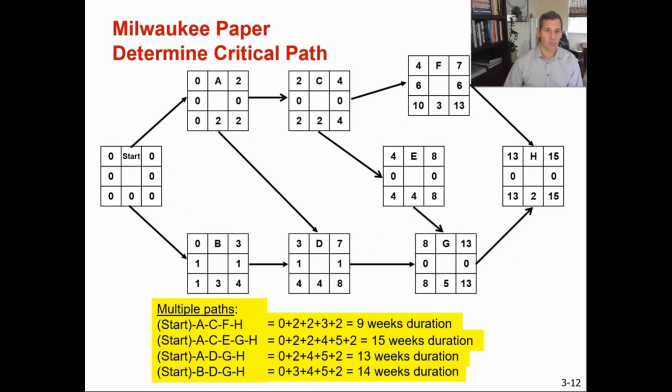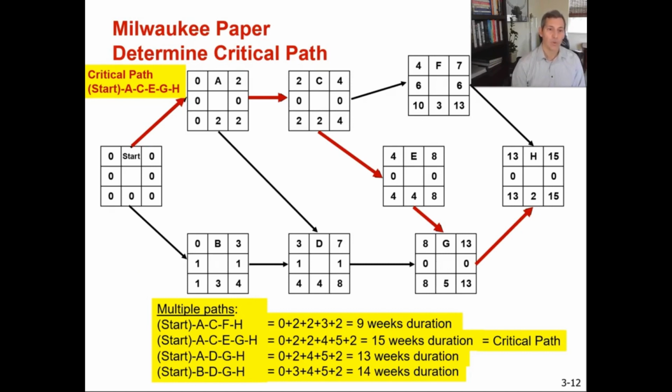Okay, 14 weeks. So, what does this tell us? Well, we've actually now determined what our critical path is and how long it's going to take us to complete this project, assuming there's no variability in the project duration times. If everything goes according to plan, this project is going to take us 15 weeks. Our critical path is the one in red. Remember, the critical path is the one that has the longest duration.